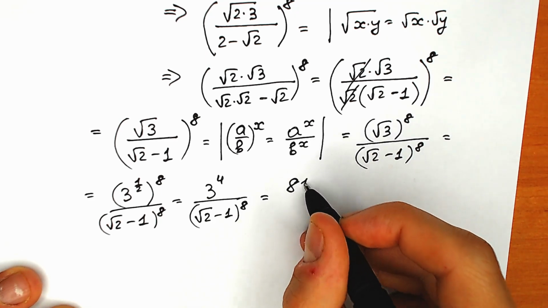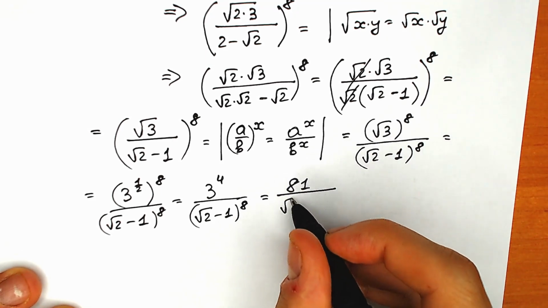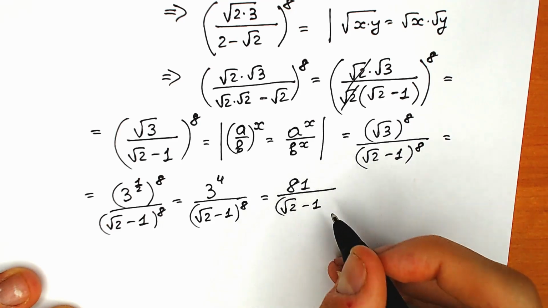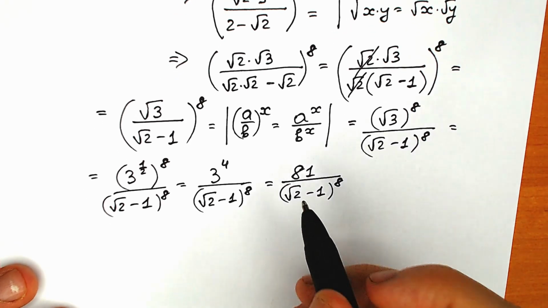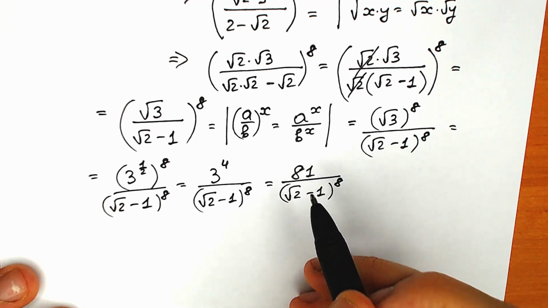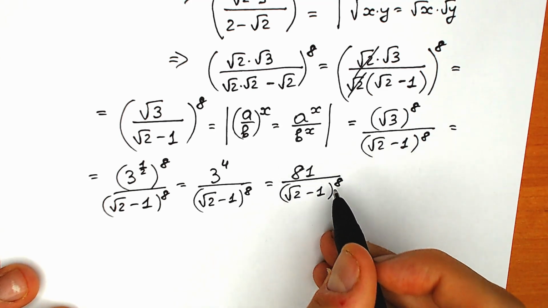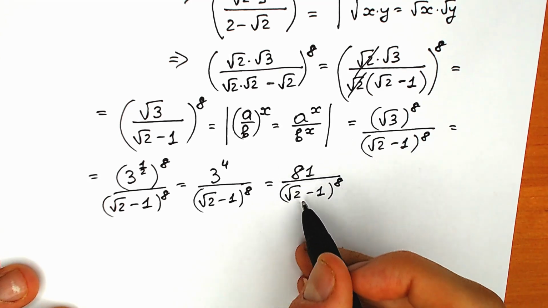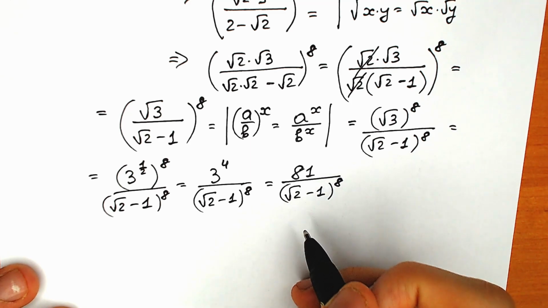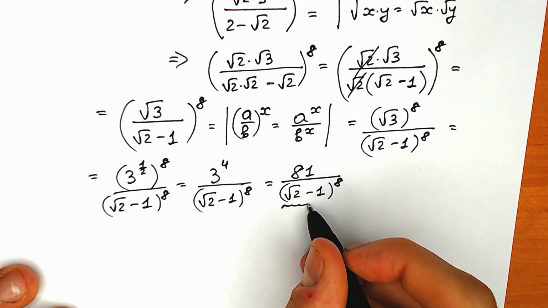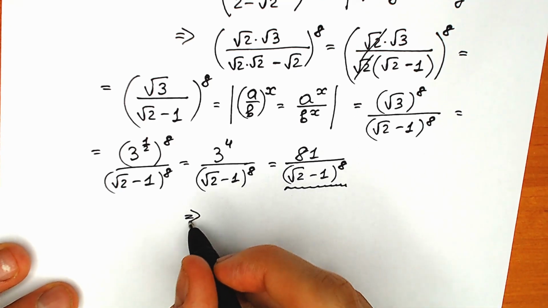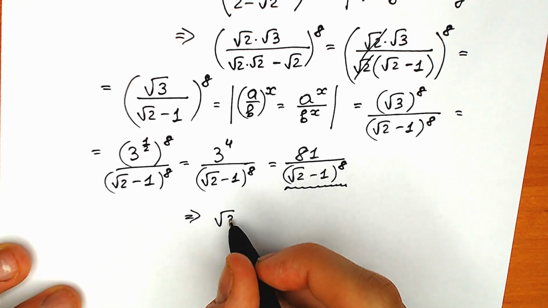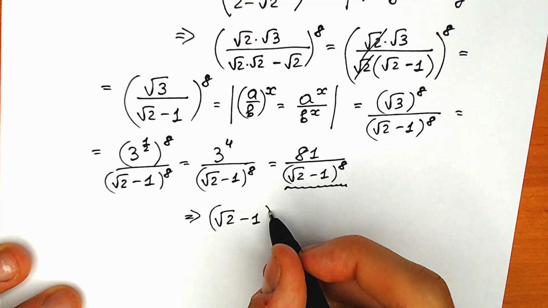So we have 81, and our denominator is square root of 2 minus 1 raised to the power 8. What are we going to do next? Of course, we have a constant in our numerator, everything is great, but we can't simplify our denominator in a few seconds. So let's look closely. How can we find this, square root of 2 minus 1 to the power 8?